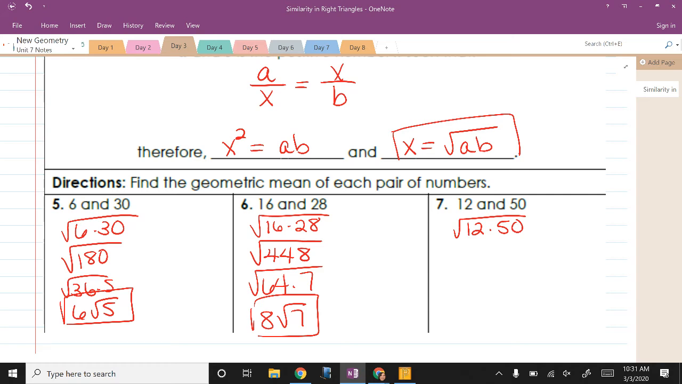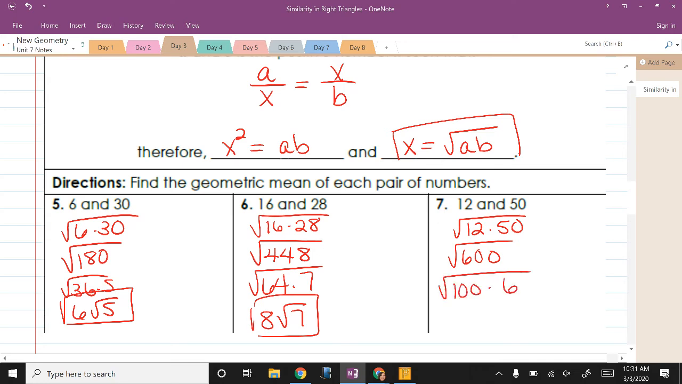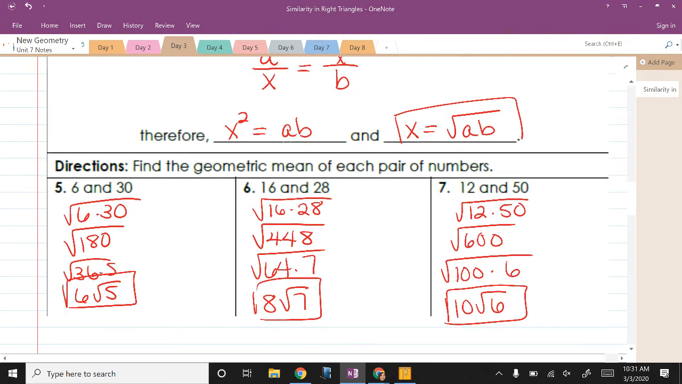What's 12 times 50? Square root of 600. What's the largest perfect square that goes into 600? 100 times 6. And what's the square root of 100? Raise your hand if you got 10 radical 6. Any questions? Easy peasy. Okay.